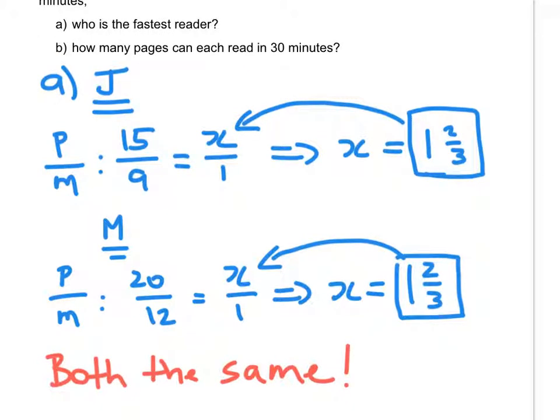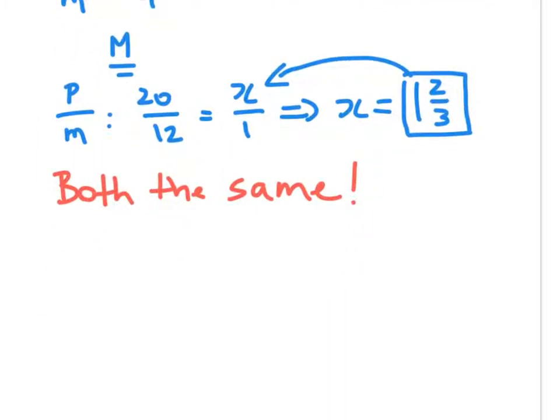So, how many pages can each read in 30 minutes? So you want to find out how many pages Maria can read in 30 minutes, and how many pages Joe can read. And it's the same because they both read at the same speed according to this. So I'm just going to find out how much. So let me see.